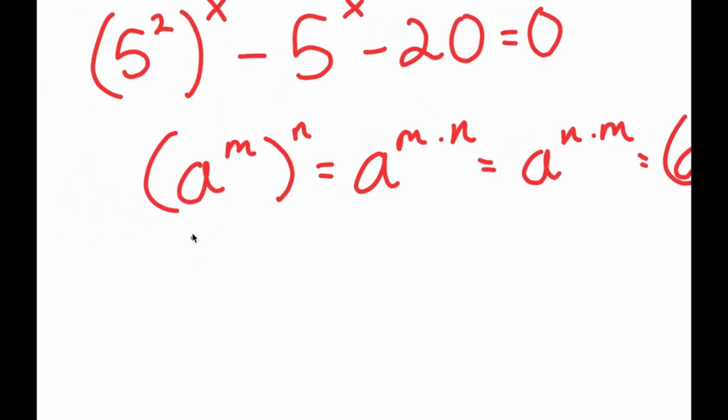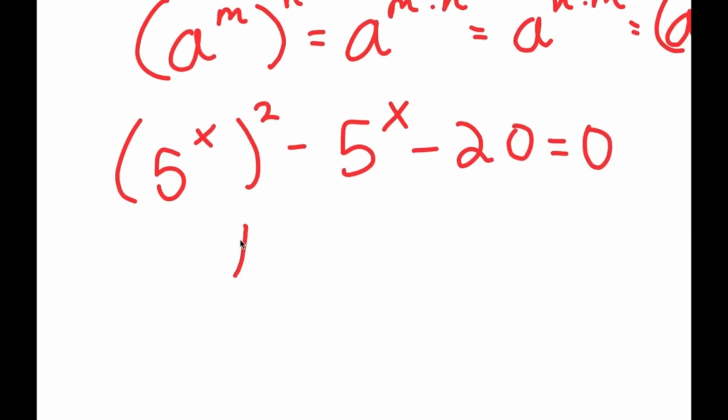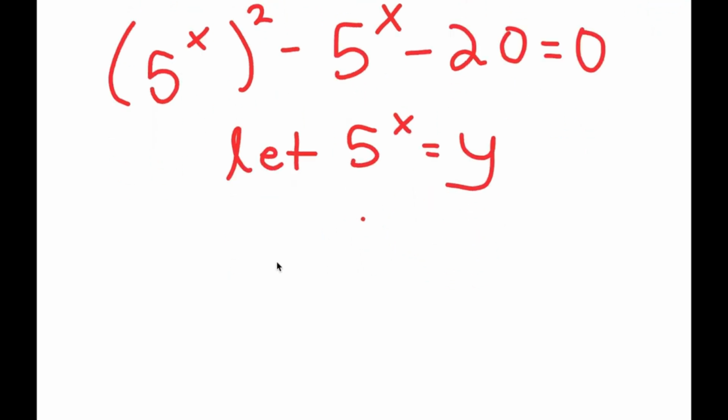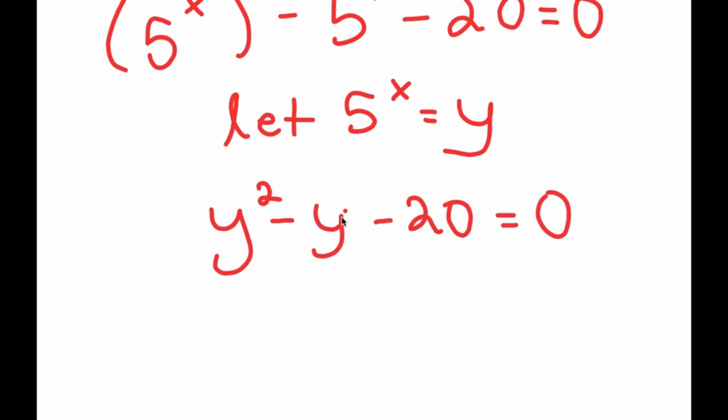So 5 to the power of 2 to the power of x is going to equal 5 to the power of x to the power of 2. Now I have this minus 5 to the power of x minus 20 is equal to 0. And now I'm going to let 5 to the power of x equal y, so I get y squared minus y minus 20 is equal to 0.